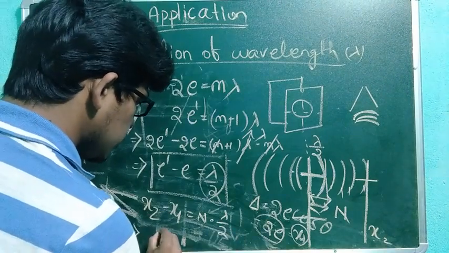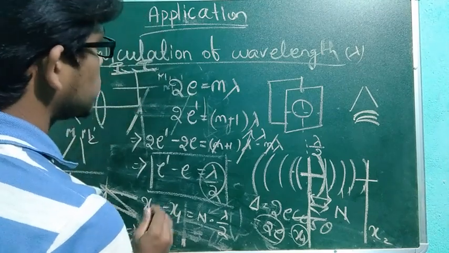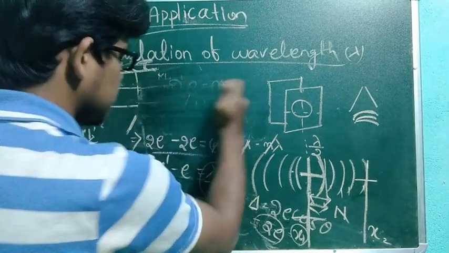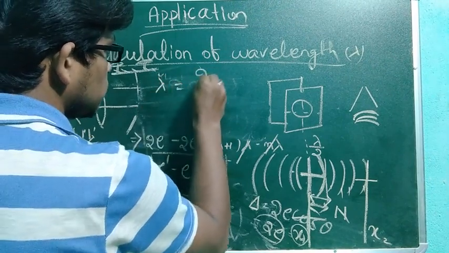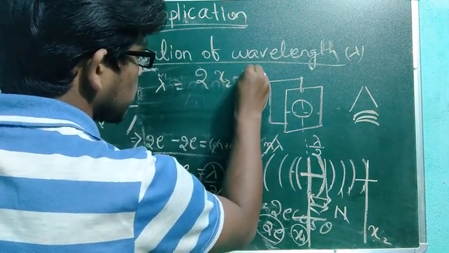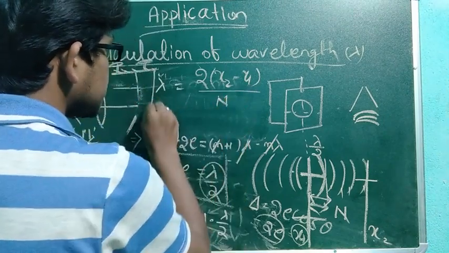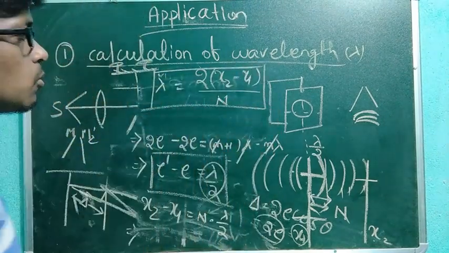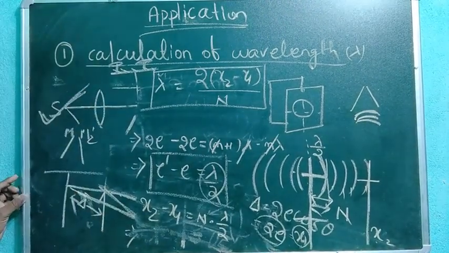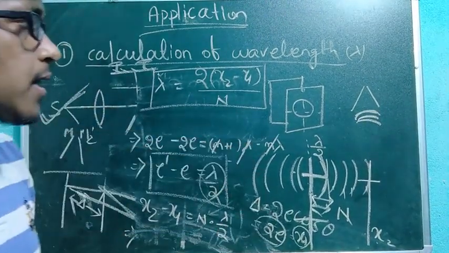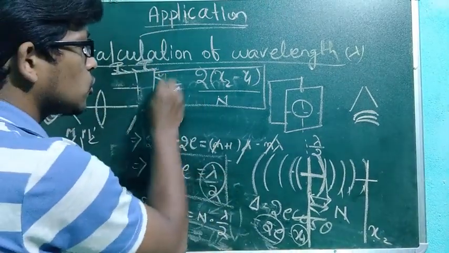So these two will be multiplied here. Your lambda will be, I should write it properly because this is the last expression: lambda equals 2 into x2 minus x1, whole divided by n. This is the formula to calculate the wavelength of the light source. This extended source I have used, and using this type of method I can calculate the wavelength of the light source.